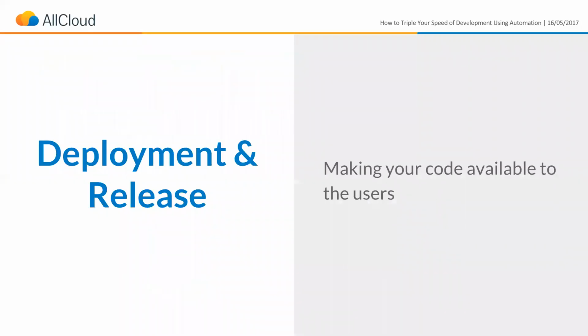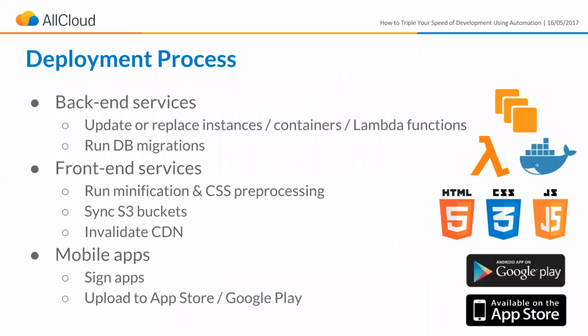Finally, let's talk about deployment and release. Deployment and release means making your code available to your users. Now, the deployment process varies based on type of application. So if your application or service is a backend service, then you typically deploy by updating or replacing instances, containers, or Lambda functions. And sometimes, if your database is an SQL database, you probably need to run database migrations too.